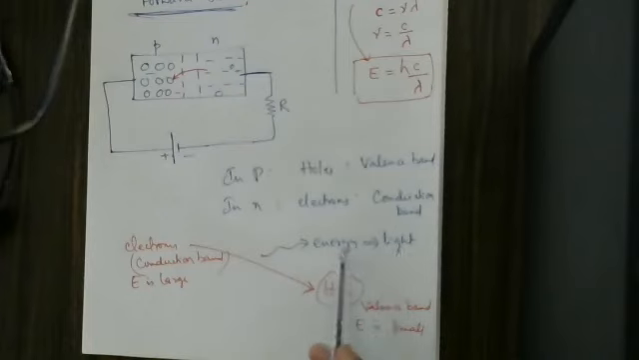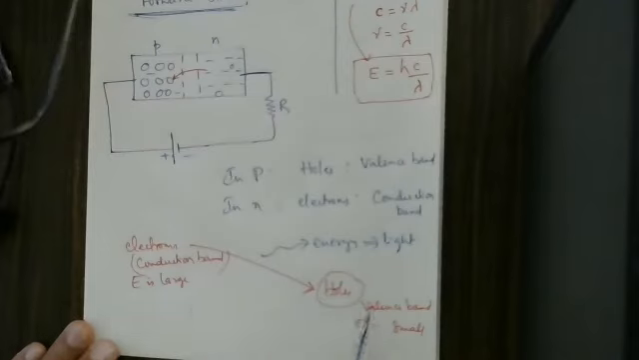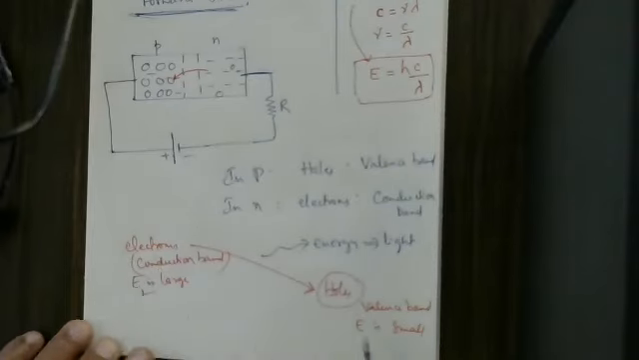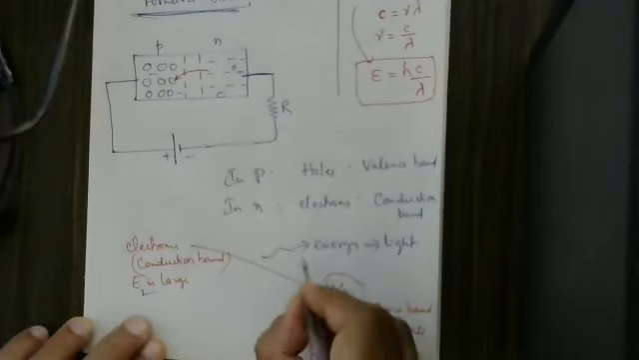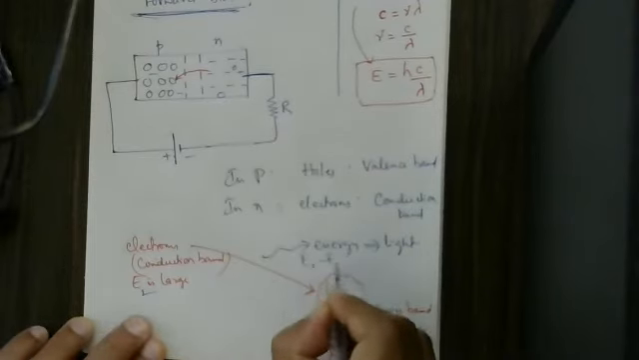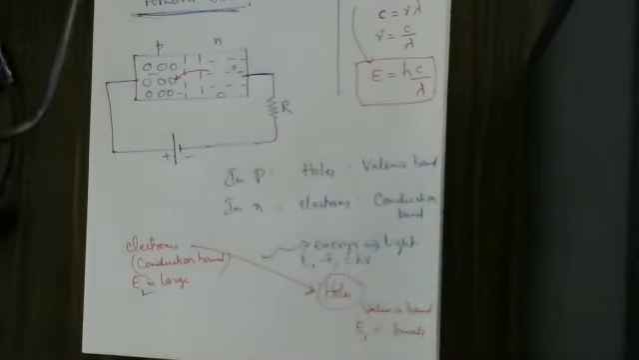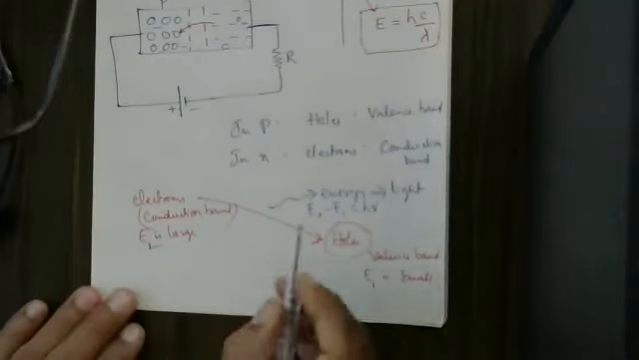Light is also a form of energy. If this is E2 and this is E1, then according to Bohr's theory, E2 minus E1 is equal to h nu. This is a concept, and this is what is happening here. I will write that concept here now.